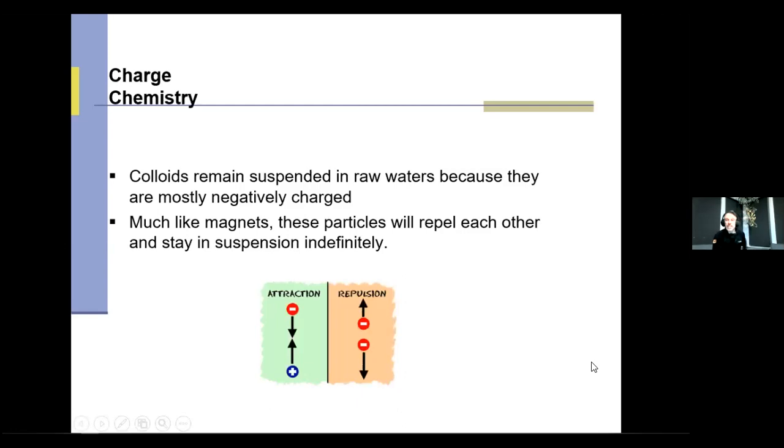Again, we go back to these charges. Charge chemistry is huge, and especially in surface water treatment. We know colloids remain in suspension in the raw water because they're mostly negatively charged. And again, much like magnets, these particles will repel each other and therefore stay in suspension. So you think, wow, we got to get these things out of here.